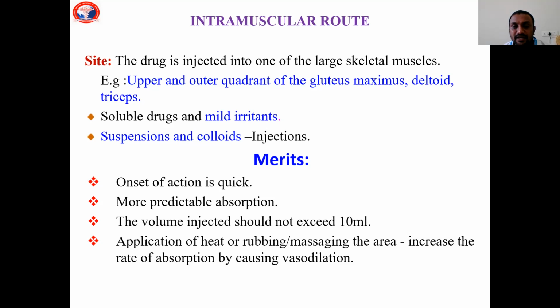Coming to the merits, the onset of action is quick, and drugs administered by the intramuscular route have more predictable absorption. The volume of injection that can be given intramuscularly should not exceed 10 ml.